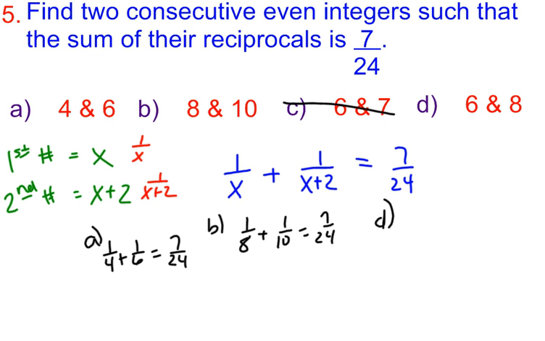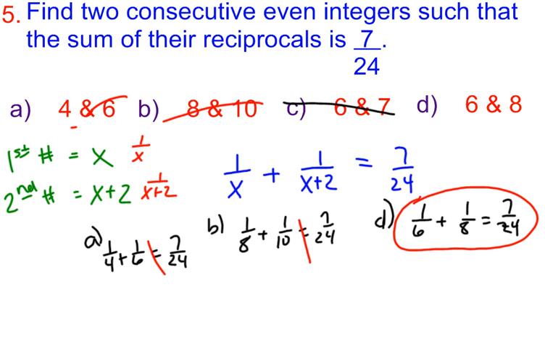And D, because we crossed out C, would be 1/6 plus 1/8. Does that equal 7/24? You could do these all in your head, or on your calculator, however you want to. When you go through, you would see that 1/4 and 1/6 is not 7/24, so A is out. 1/8 and 1/10 is not 7/24, so B is out. 1/6 plus 1/8 is 7/24, so my answer would be D.